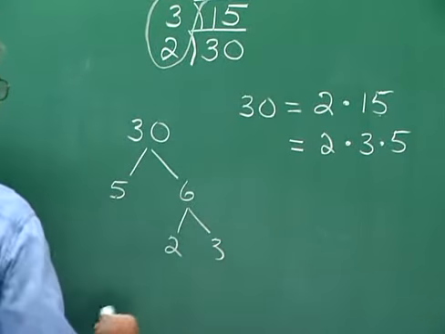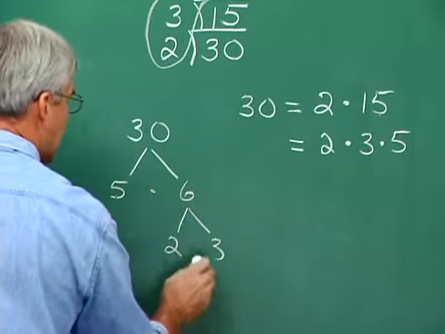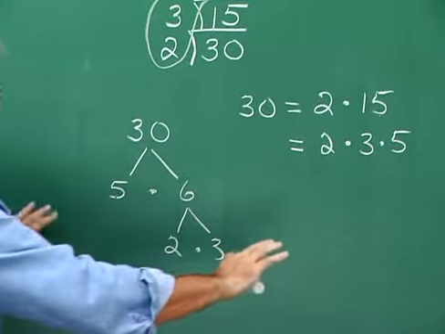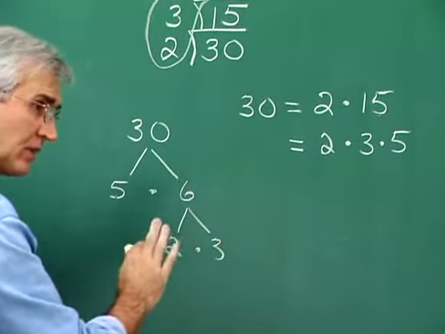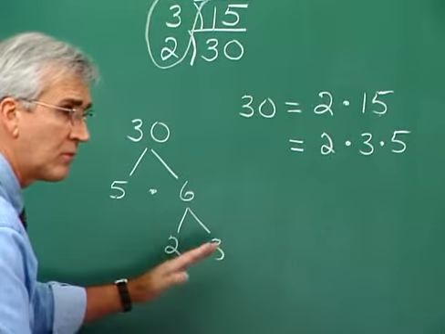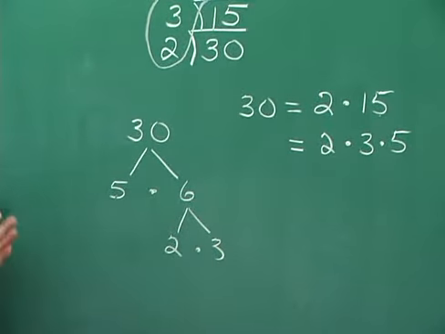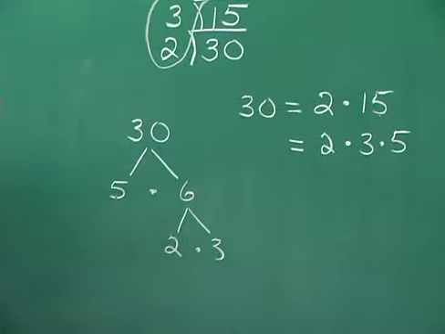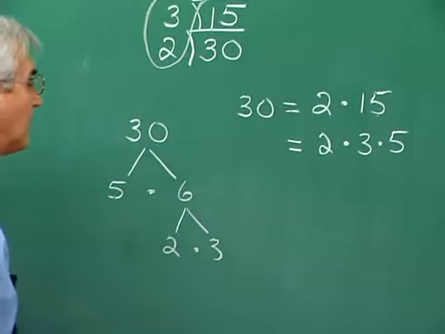You see, so it's the idea, and for emphasis I'll put the dots in here, but it's the notion that we have a branching situation, and once you've arrived at a condition where the ends of the branches are all prime numbers, then you have your prime factorization. Our prime factorization is 5 times 2 times 3, which is what we have over here. So any of these methods work really well.